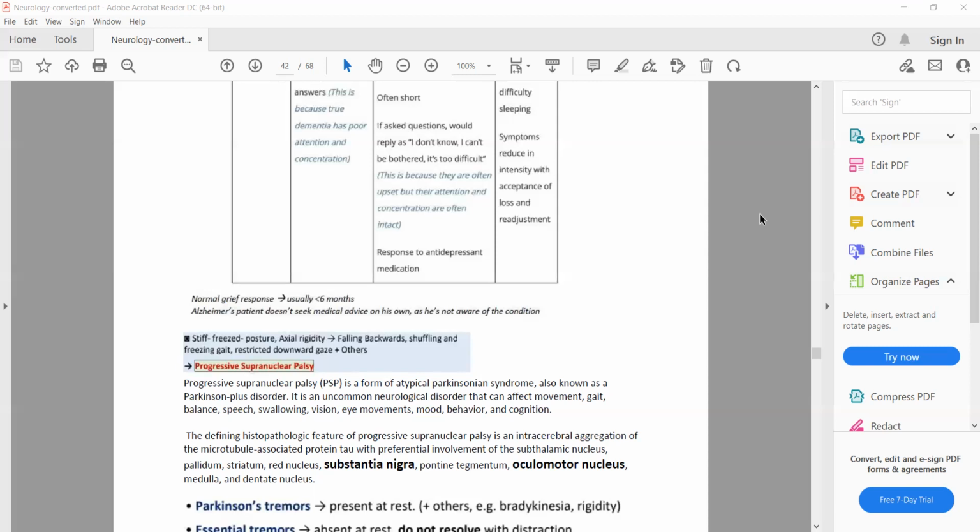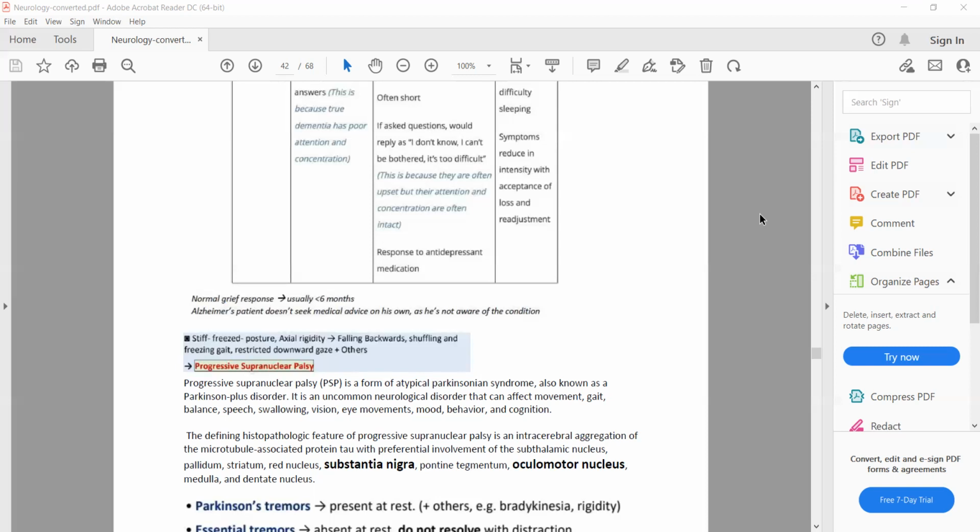So a person with the features of Parkinson disease such as rigidity and a tendency to fall backward and restricted downward gaze, then the diagnosis will be progressive supranuclear palsy or Parkinson plus syndrome. Progressive supranuclear palsy is also known as Parkinson plus disorder.